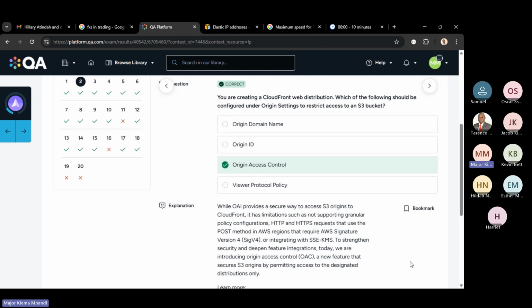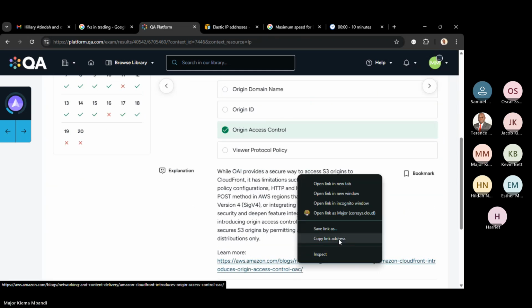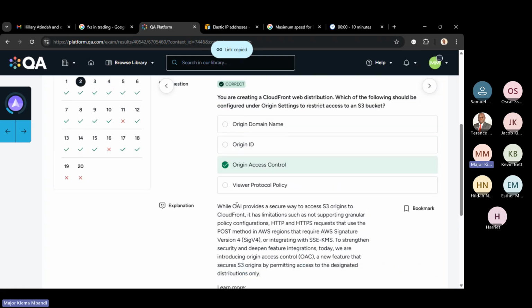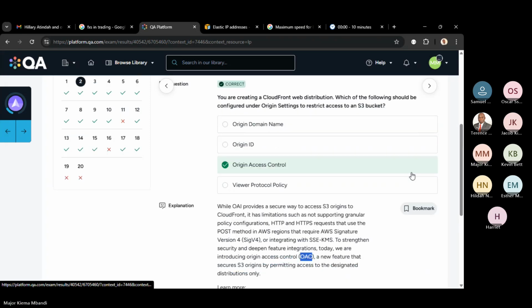Today, we are introducing origin access control. Initially, we were using origin access identity, OAI. Origin access control is a new feature that secures S3 origins by permitting access to designated distributions only. So initially we were using OAI, but now they're using origin access control. That's why they did not put the OAI, not to confuse you, but there's a better version. So I hope that's clear.